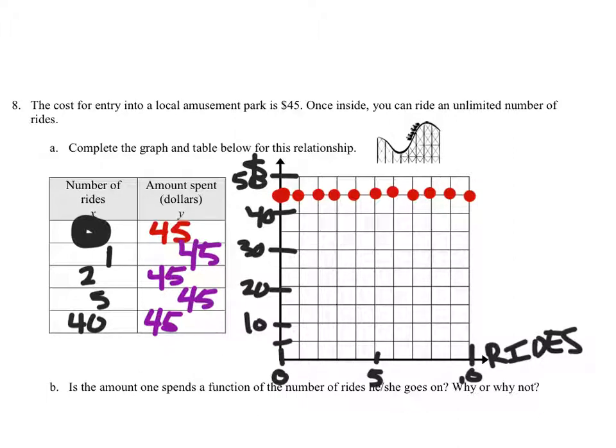Yes, because you know how much it's going to cost if you know how many rides are going on. That is correct. See, I got it right. We know exactly how much it will cost, no matter how many rides we go on. Therefore, it is a function. So wait, do we put an arrow on the dot or something?